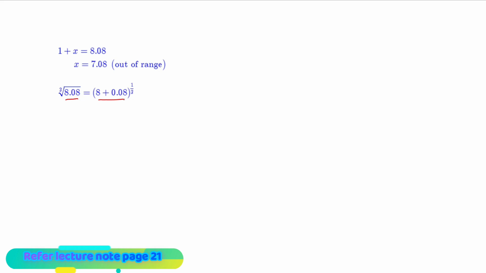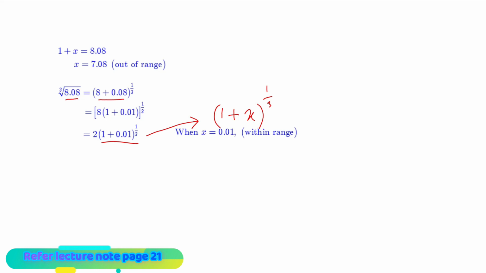Now remember that to use our expansion formula, we have to have 1 in our bracket, which we don't have here. So we factor 8 out to have 8 times 1 plus 0.01 altogether to the power 1 over 3. Then expand each term to the power 1 over 3. We have 2 times 1 plus 0.01 to the power 1 over 3. Notice that this one is similar to the one we expanded earlier. So we now have our x equals 0.01, which is still within the validity range.